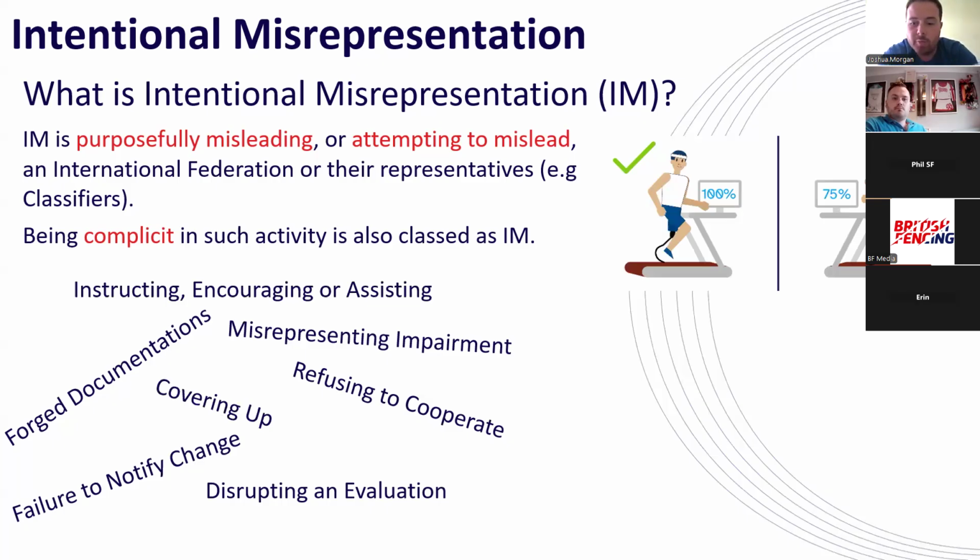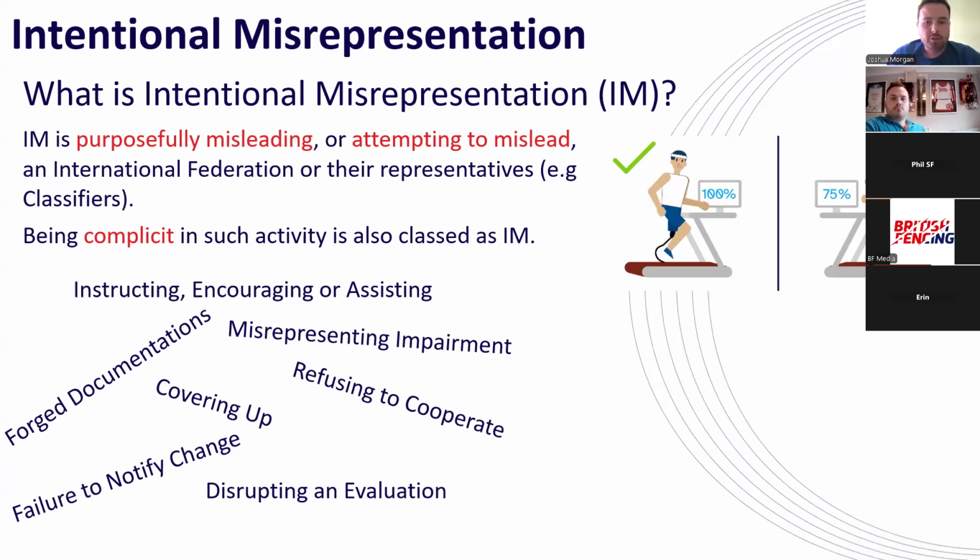Concealing or covering up an offence that you know has taken place. Again, this is one where you maybe see people say they can or can't do one thing, and then you see them doing it somewhere else and not speaking up and alerting the appropriate bodies about that. That is also being a part of intentional misrepresentation.